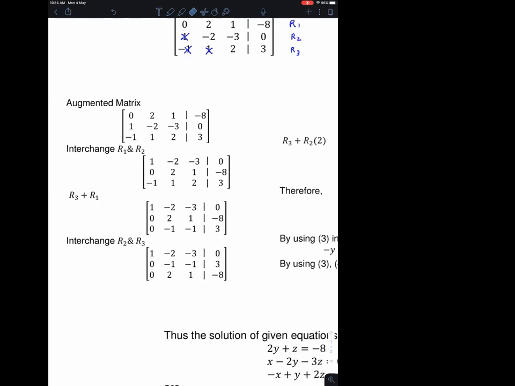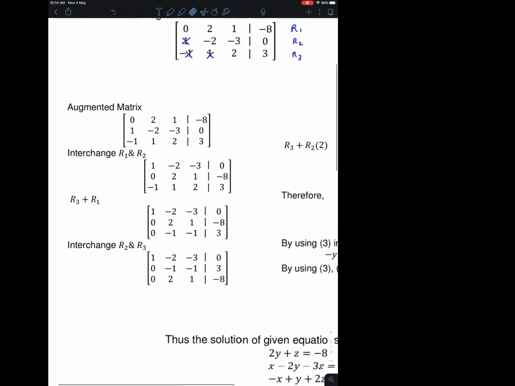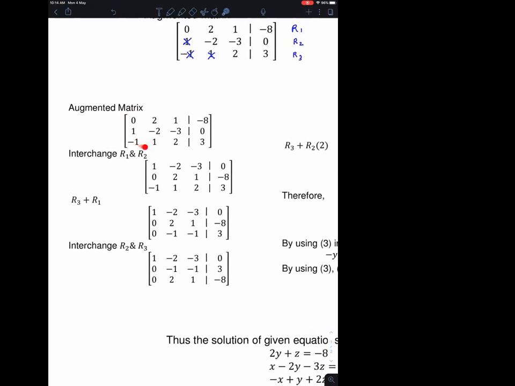Okay, the first step, we already have the augmented matrix here. This is the augmented matrix right here. So we're going to interchange row 1 and row 2. The first operation is interchange row 1 and 2. This is row 1, row 2, and row 3. Interchanging rows 1 and 2 means you are replacing row 2 with row 1 and row 1 with row 2.